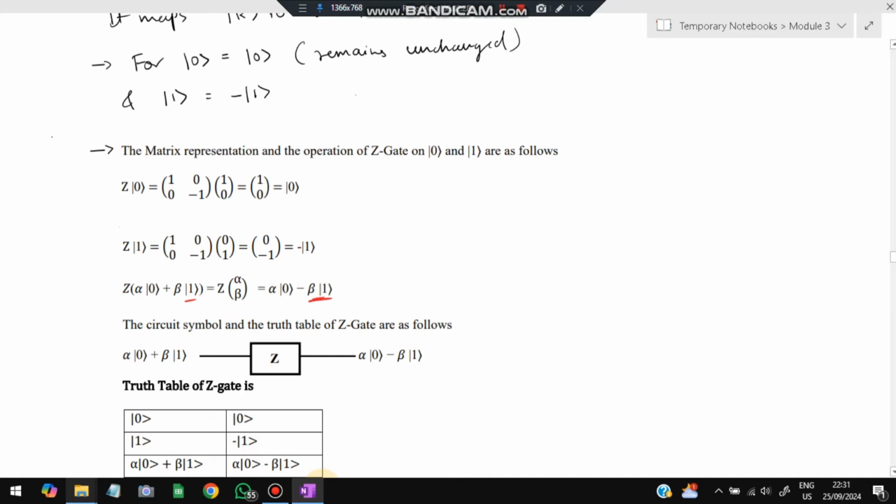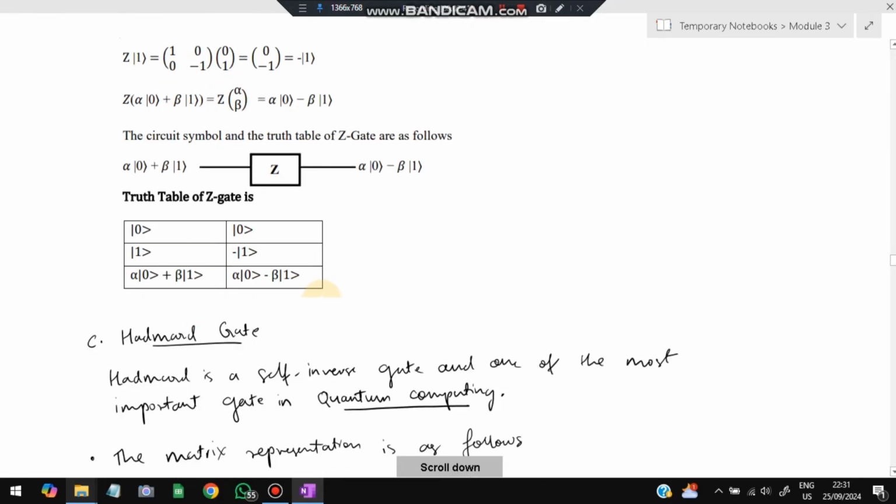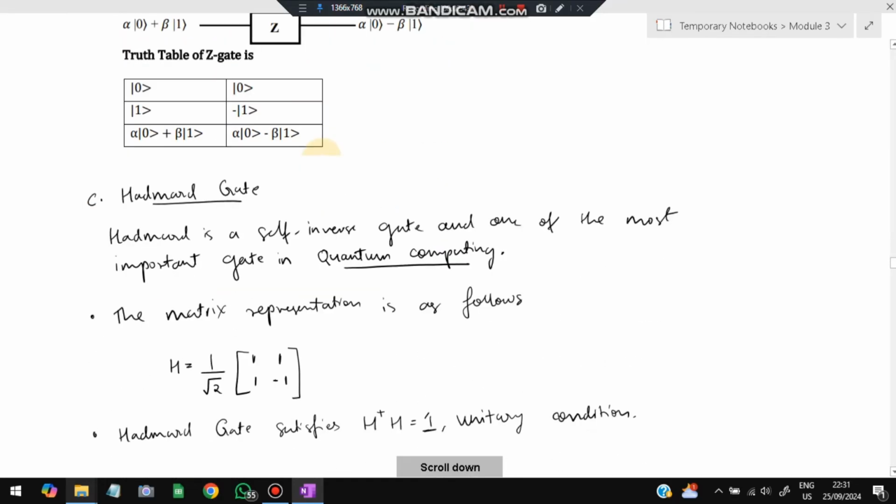Okay, and the circuit symbol and the truth table are given here. This is similar to the equation given here, and it's a summarized form of these three equations. That's the truth table. Okay, moving on to the Hadamard gate, it's a very important gate.